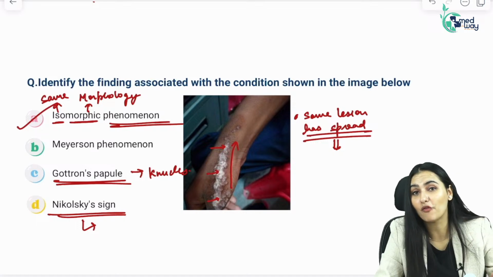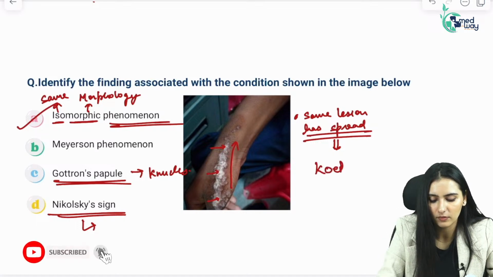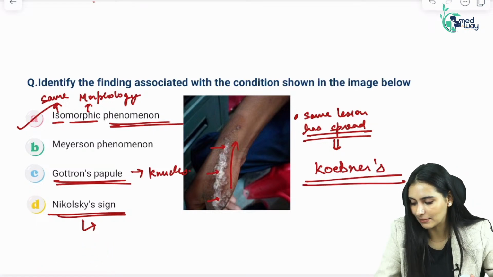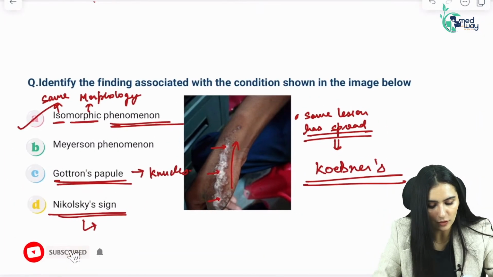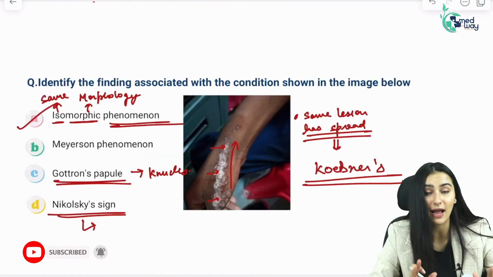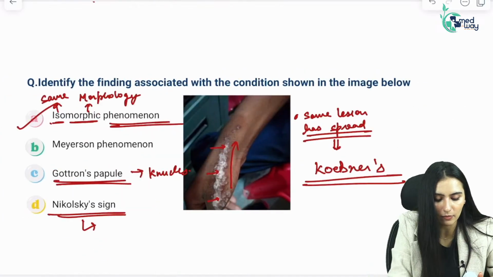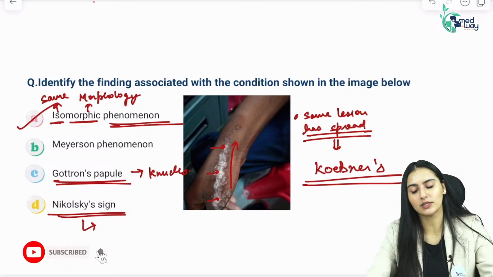What is the other name of isomorphic phenomenon? That is called Koebner's. Yes, somebody has answered Koebner's. So it is Koebner's, isomorphic. Remember, Koebner's you might remember, but you might not remember isomorphic. That is why I paid more importance to that. Iso is same, morphology, that is spreading, so it is an isomorphic phenomenon.